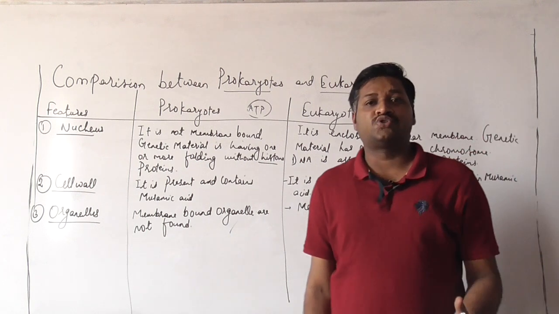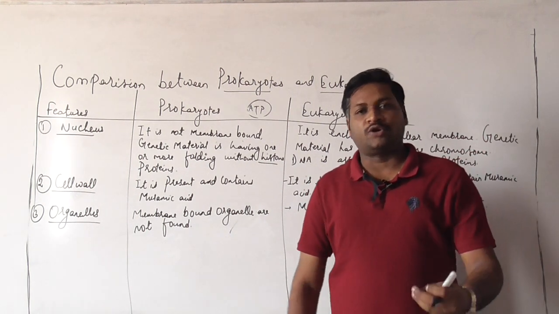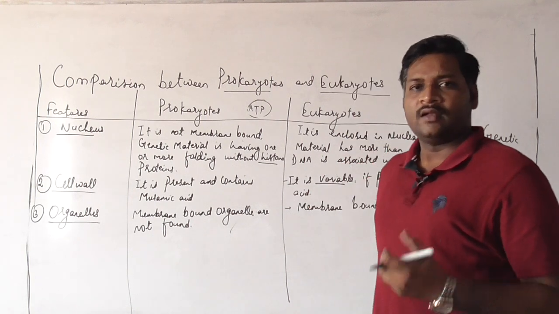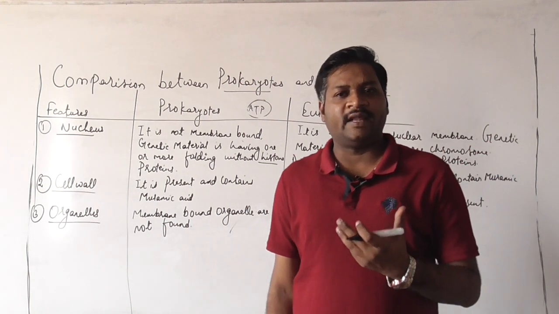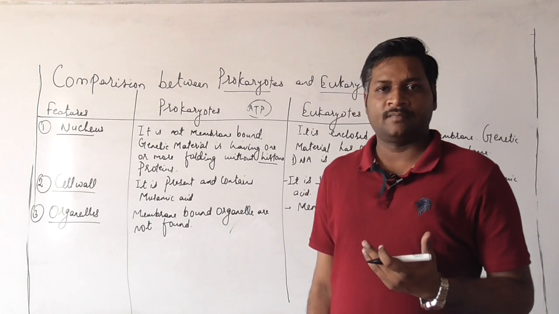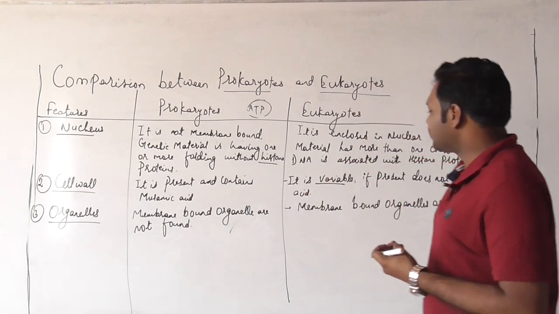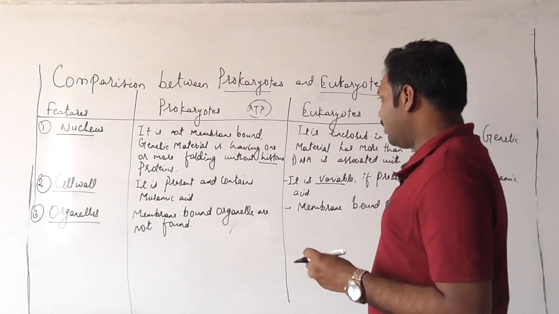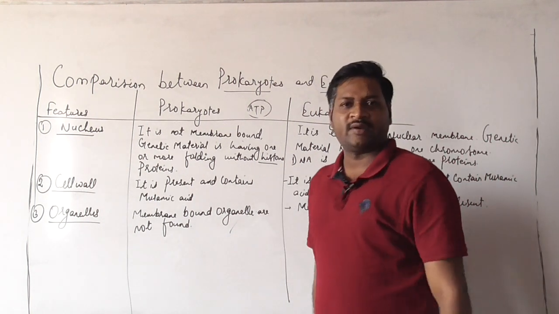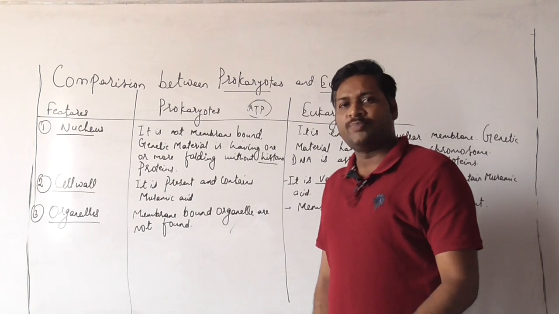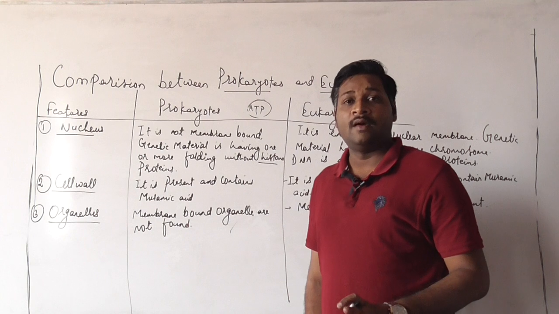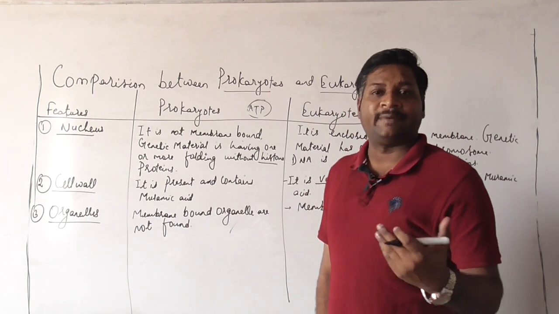In case of plants also, we see that they are autotrophic, isn't it? They can synthesize their own food material. Now to synthesize their own food material, there will be a requirement of the chloroplast, isn't it? So that chloroplast is present in the plant cell, right? It is not found in prokaryotic organisms. Although prokaryotic organisms are also capable of doing photosynthesis, that is a kind of different adaptation.